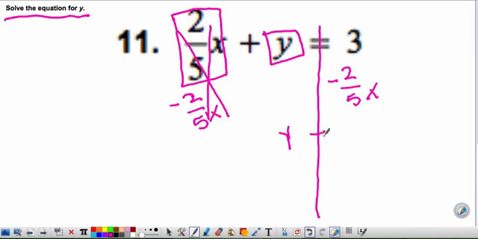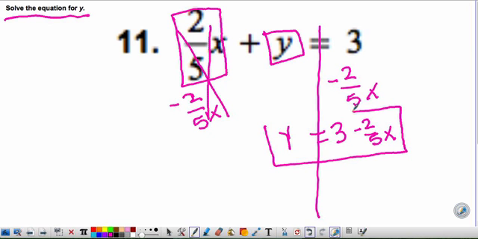Can I combine 3 and 2/5 x? Why not? Because 3 doesn't have an x. They are not like terms. So I just leave it: 3 minus 2/5 x. Is y by itself? Yeah. Did we solve for y? Yeah. Absolutely, we're done. That's all there is to it.